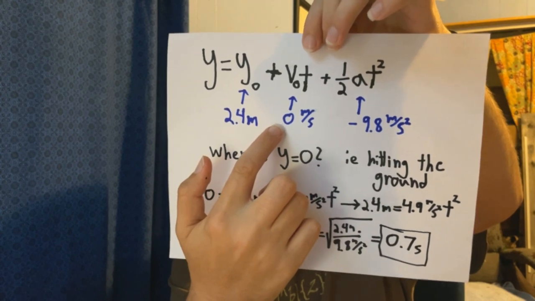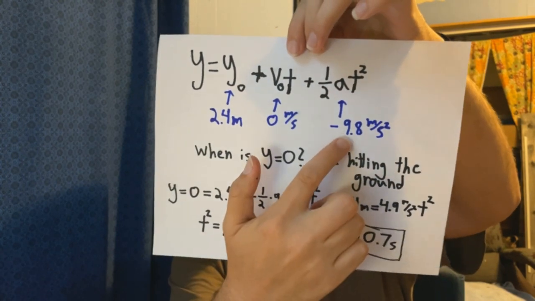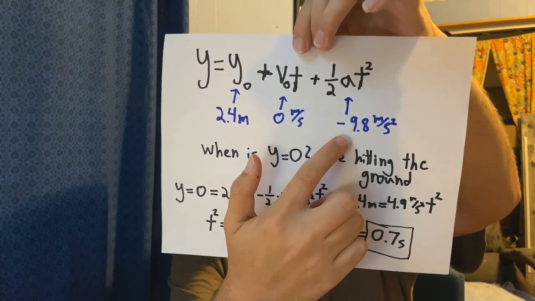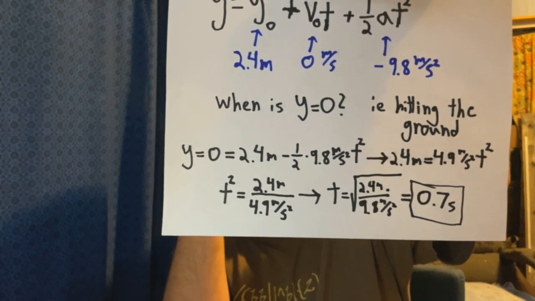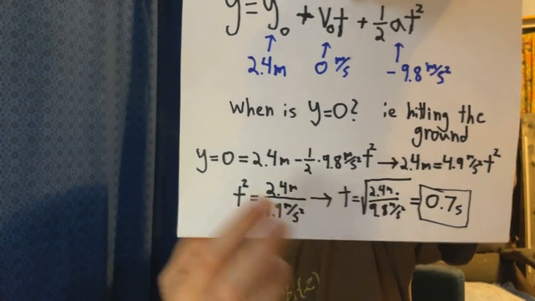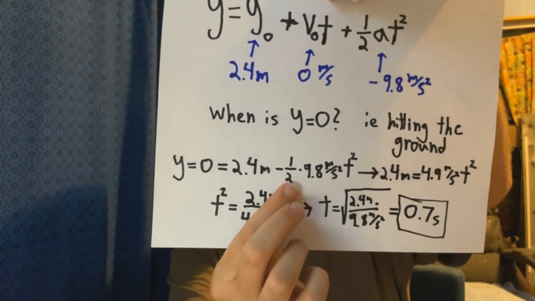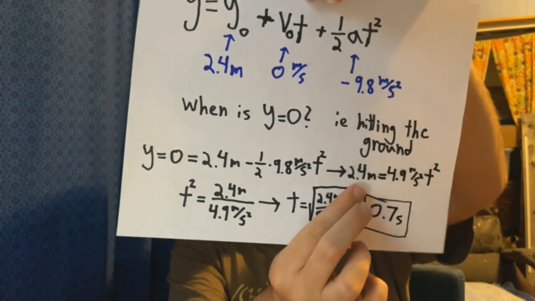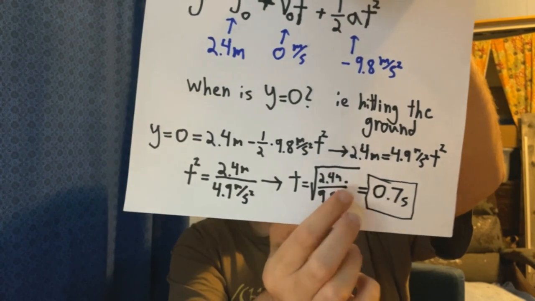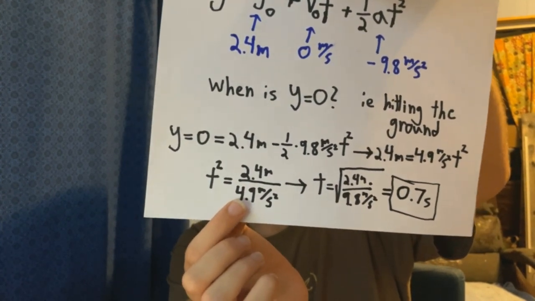We know that the starting speed is 0 meters per second, and we know that acceleration due to gravity is minus 9.8 meters per second squared. So when will y equal zero, i.e. when do we hit the ground? We just set that equation: zero is equal to 2.4 minus 1/2 times 9.8 times t squared. Very simple algebra: 2.4 is equal to 4.9 times t squared. t is equal to the square root of 2.4 divided by 4.9, and that's around 0.7 seconds. Take a look at the slide. Lo and behold, that is pretty much when it hits the ground. At least to a sufficient degree of precision, which we're starting to care a little bit more about significant figures here, right?